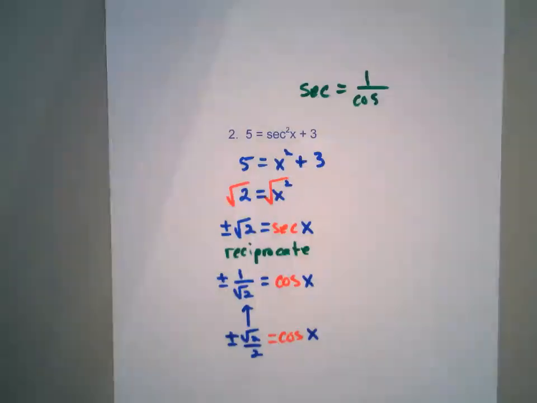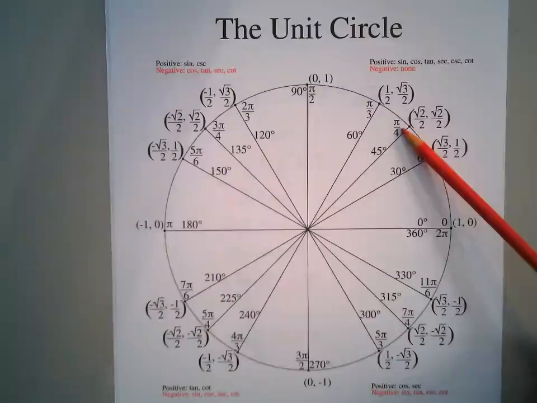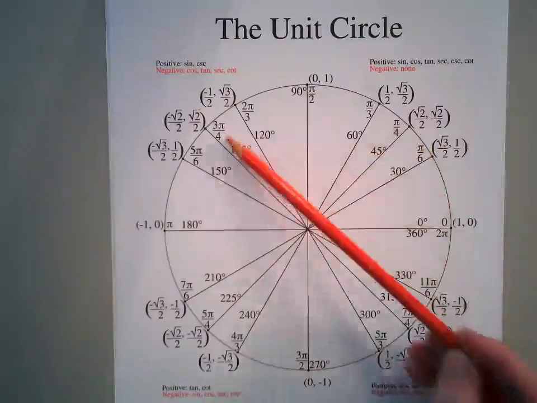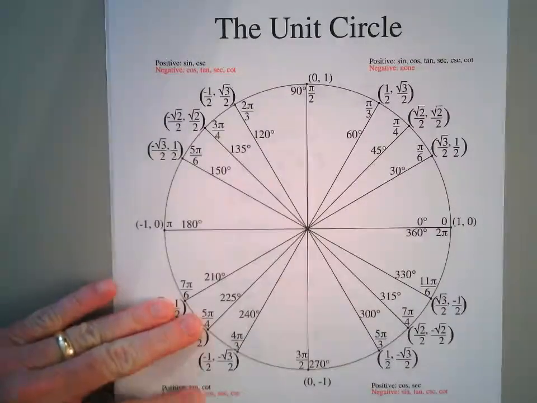Alright, so we are now looking for all x values, positive and negative, all x values on the unit circle that are positive and negative square root 2 over 2. And those are going to be your pi over 4s. So 1 pi over 4, 3 pi over 4, 5 pi over 4, 7 pi over 4. All 4 of those become the answers to this problem.